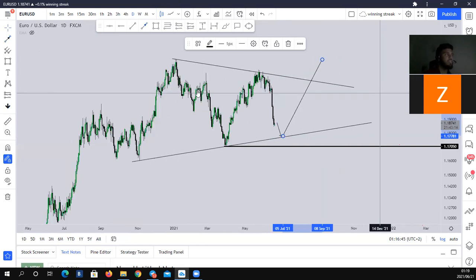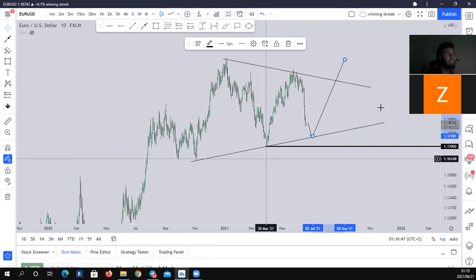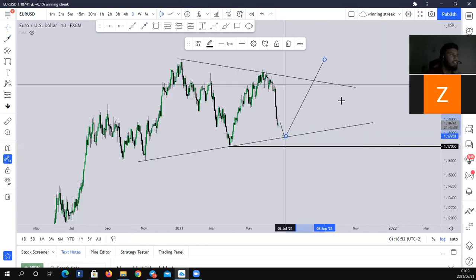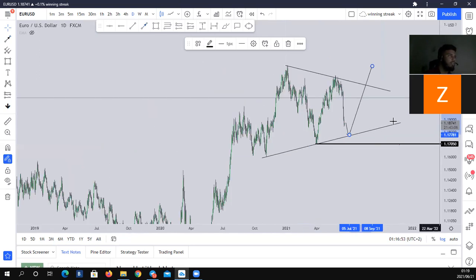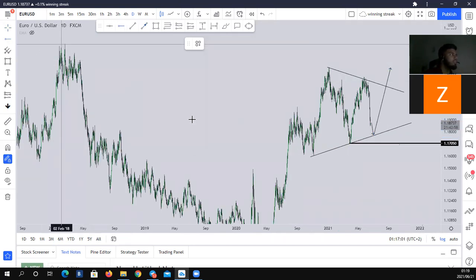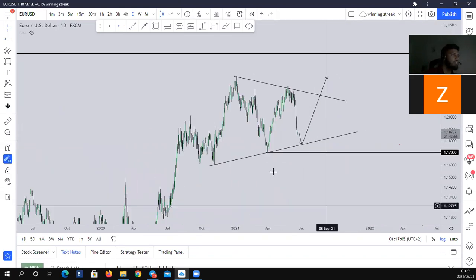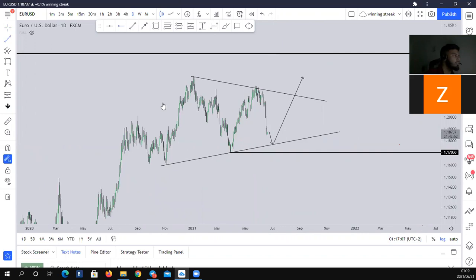Why? Because this pattern over here is a continuation pattern to the upside. And if I look to the side over here, we have a resistance somewhere here. There we go, the resistance over here, right? That needs to be fulfilled.